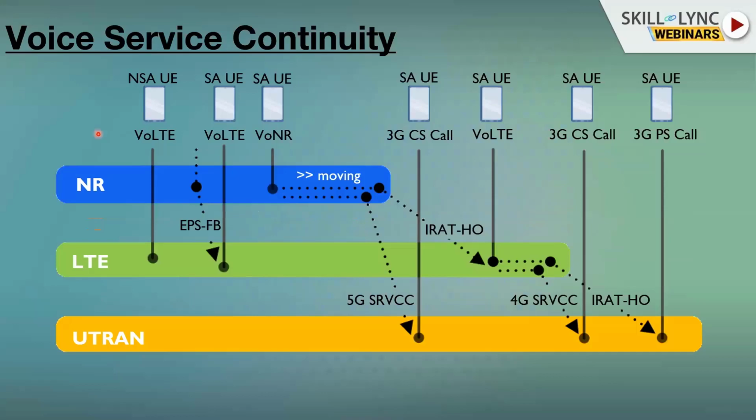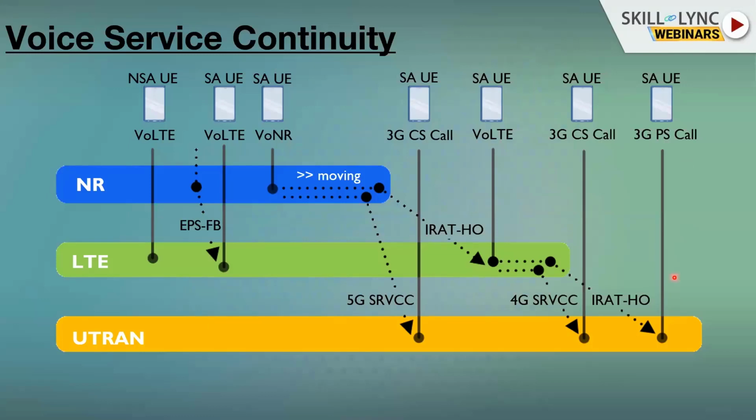So here you can have an NSA UE, which is not capable of SA or not capable of making a voice call in NR. So you can make the call directly in LTE. Where you have an SA UE, you can go to VoLTE through EPS fallback. You can have VoNR if you're moving out of NR coverage. You can have this IRAT handover to LTE, or you can directly make 5G SRVCC. And then when you are not at all in NR coverage, you can make a VoLTE call. You can directly make a 3G CS call. You can make a 3G PS call. So a plethora of options are there, and everything is possible.